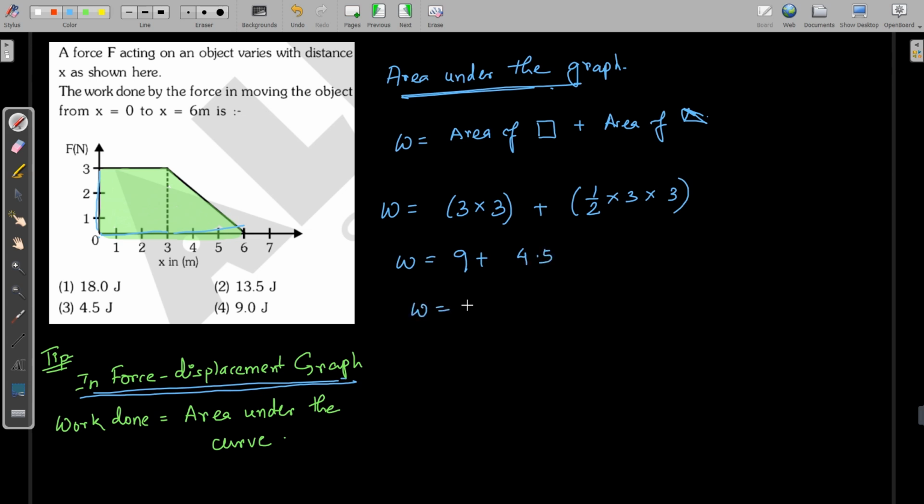So work done we are getting how much? 13.5 joule. Okay. So that's what we are getting as the work done. So here which option will be correct? We are getting option 2 as the correct answer. Got it?